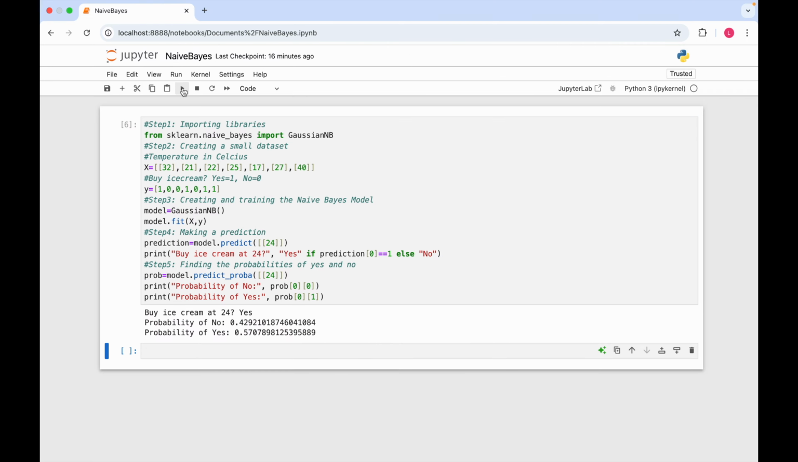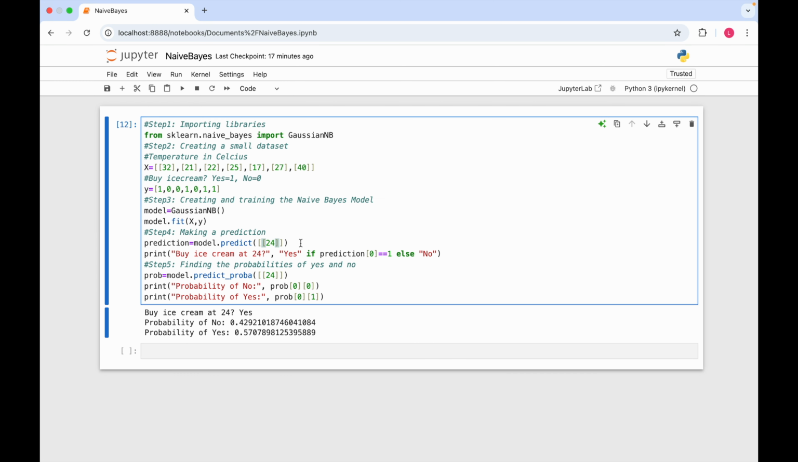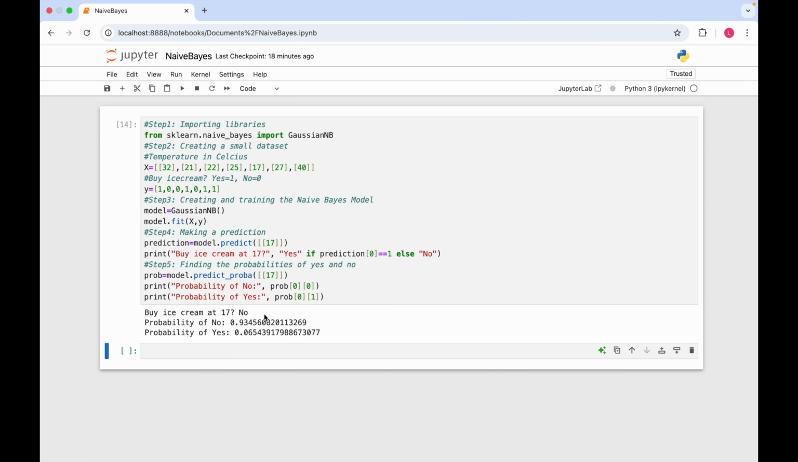Let me run this. Yes, so I had the question, will we buy ice cream at 24 degrees Celsius? Then the answer is yes, because the probability of yes is higher than the probability of no. Now let me check for 17. Here also let me write 17 and then 17. Now let's run and see. I get no as the answer because the probability of no is greater than the probability of yes.